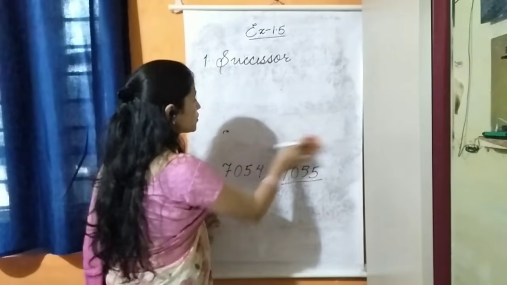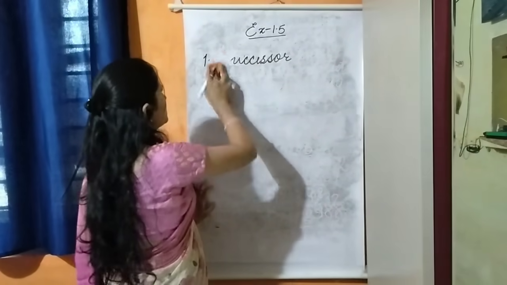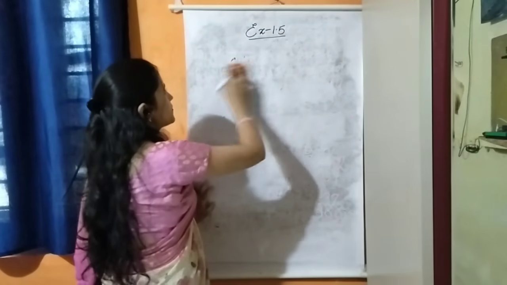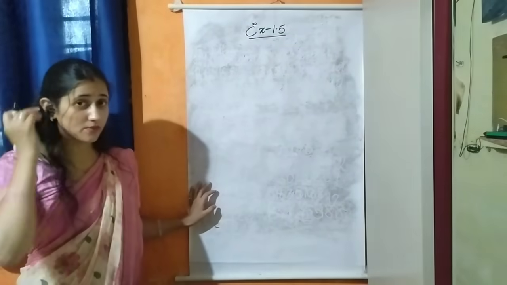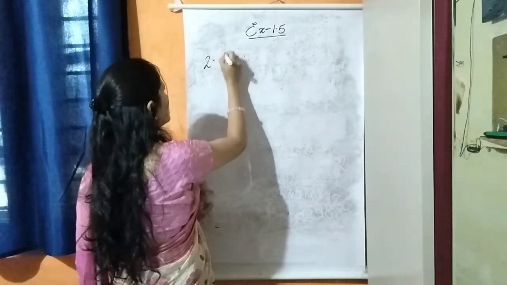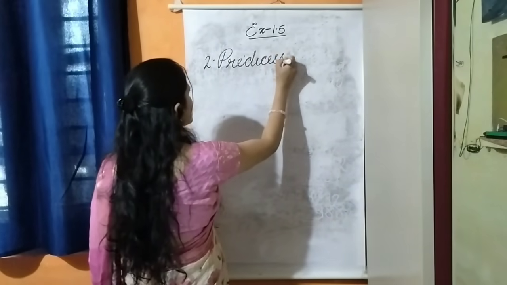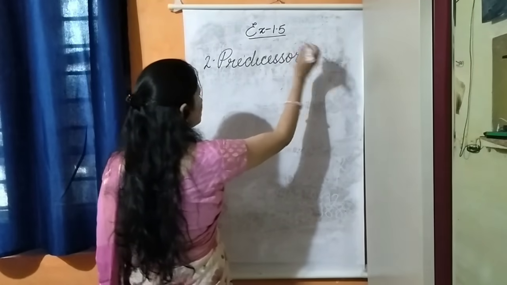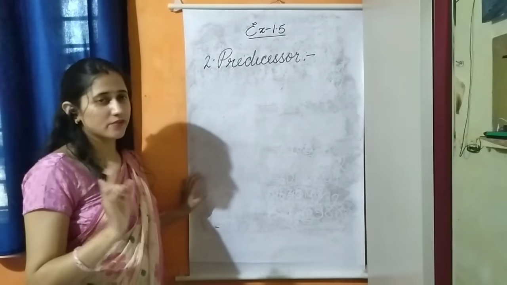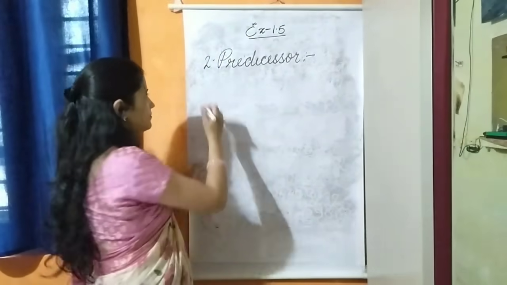The next question is: write the predecessor of the given number. In the beginning also I told you, predecessor is the number which comes just before a given number. And for finding the predecessor, we subtract 1 from the given number. What comes just before?